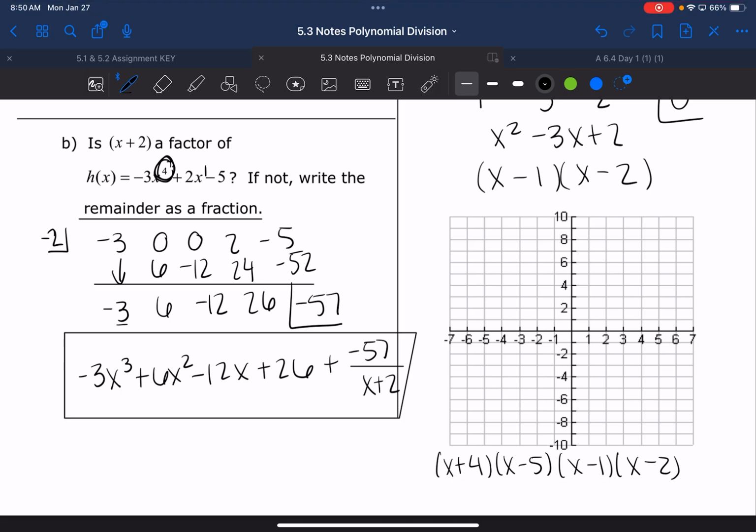Now our last step is just to graph it. So plus 4 tells us we have a 0 at negative 4. Minus 5 tells us we have a 0 at, right? And then we're going to also have one at, good. Oh, yes, positive 1, 2. Thank you. I just graphed them at the negatives.